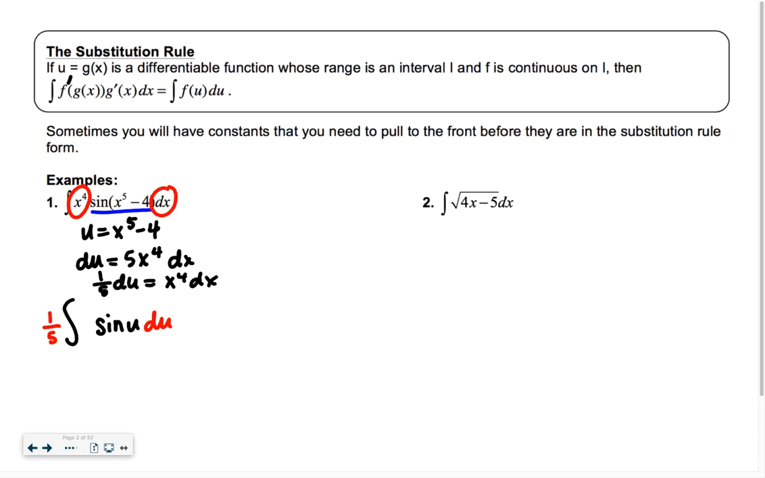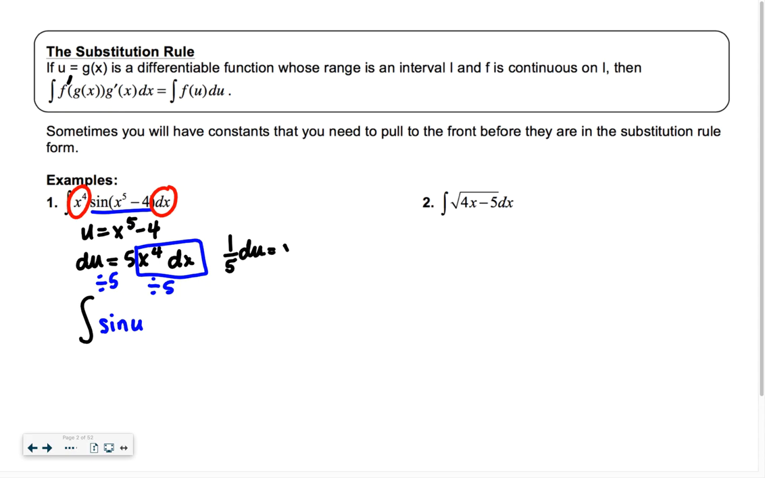The 1/5? Yeah, so you start looking for things that you're going to replace, and you're like, okay, that blue part is sine of u. So I definitely have sine of u in there. And the part that's remaining besides that part that I underlined in blue is x to the 4th dx, right? And x to the 4th dx is kind of here, but there's that extra 5. So we divide by 5 on both sides.